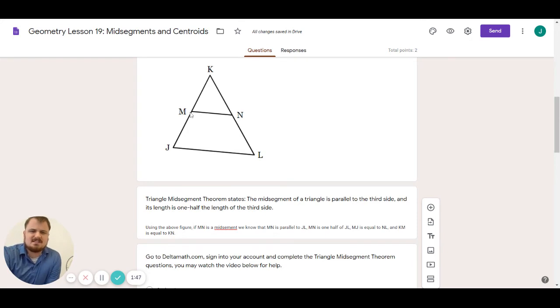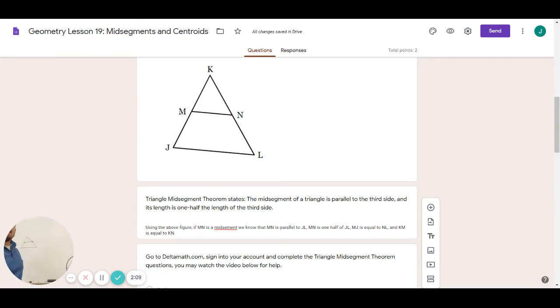Because this is a midpoint, you know that this half has to equal this half, and this half KN has to equal NL. But mainly for the Delta Math assignment, we're going to use the fact that this length MN will be half of JL. So let's look at the first assignment.